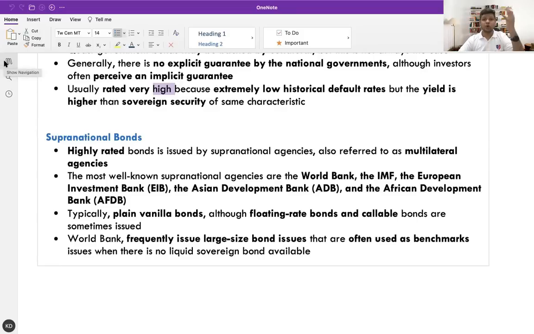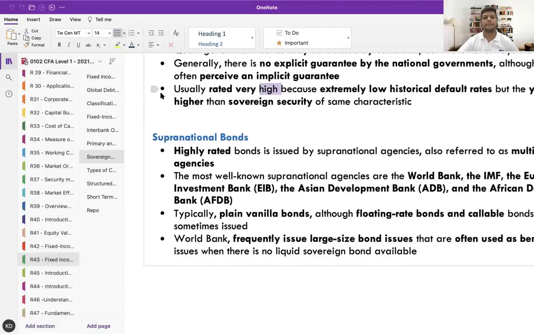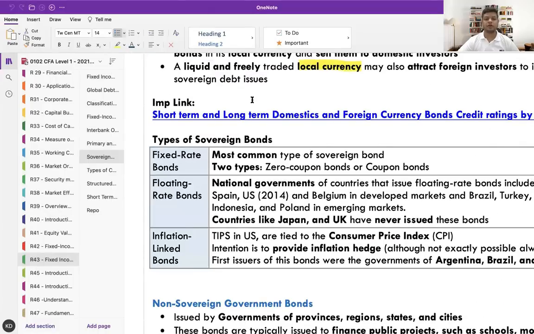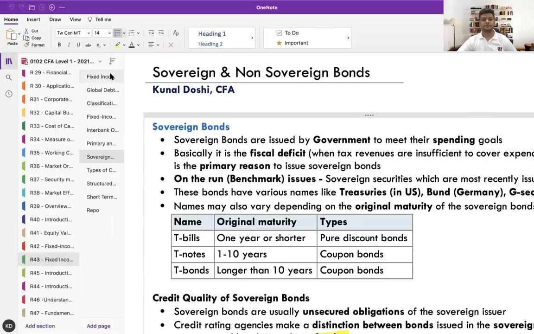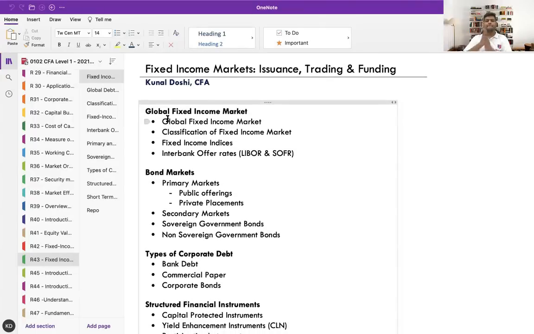So if you compare a US government bond or a German bond or, let's say, a Swiss bond with a supranational bond, then you will find no difference. But when you compare an emerging market bond with a supranational bond, then the supranational bond will have less yield compared to the emerging market bond. Clear? Good. Any more doubts? Anyone from this particular topic? Yeah, tell me.